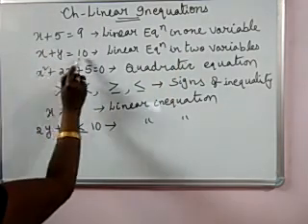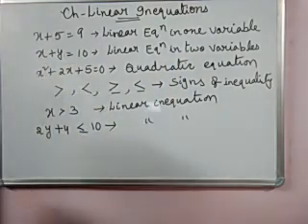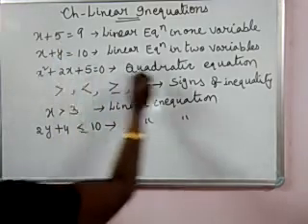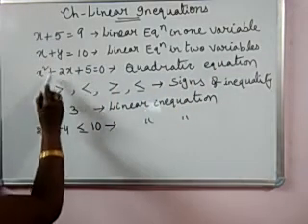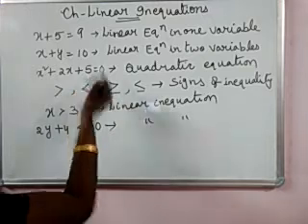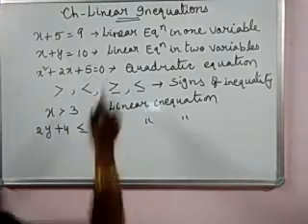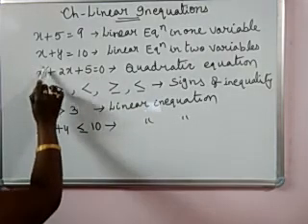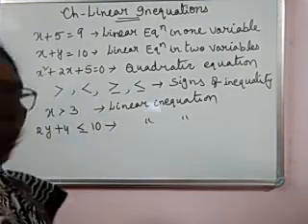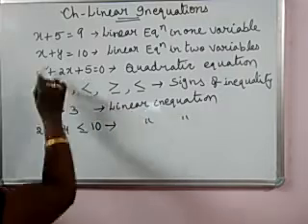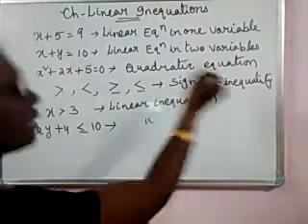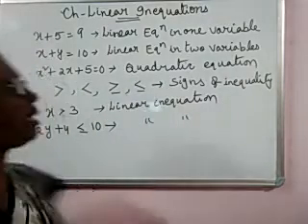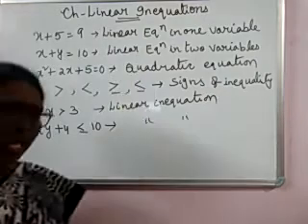x plus y is equal to 10. Here two variables are there and the highest power is 1. So it is a linear equation in two variables. And here x square plus 2x plus 5 is equal to 0. Here you can see that the highest power of the variable is 2. So the equation in which the highest power of the variable is 2 is a quadratic equation. Okay, this is all about equations.